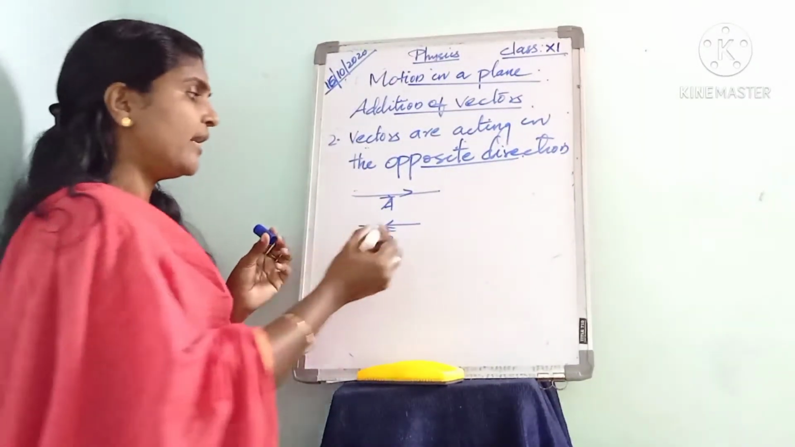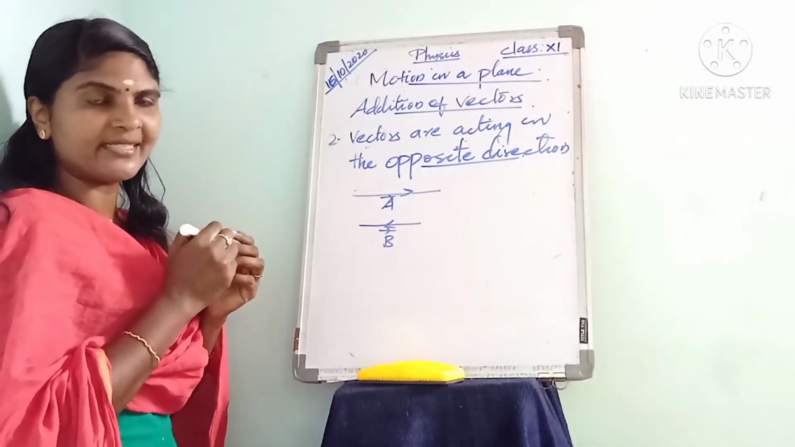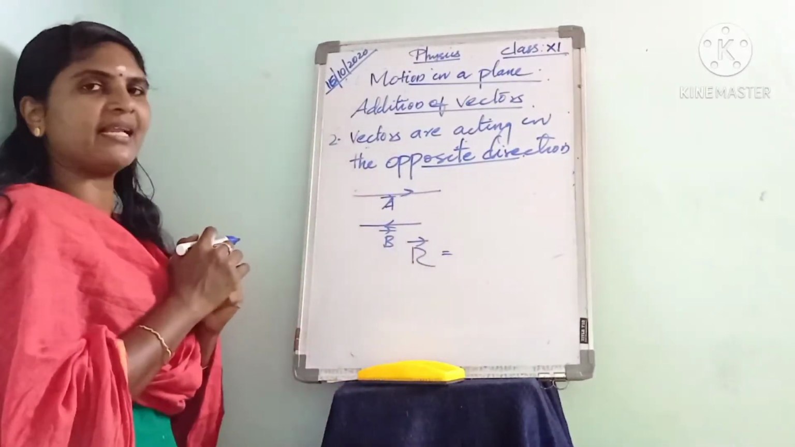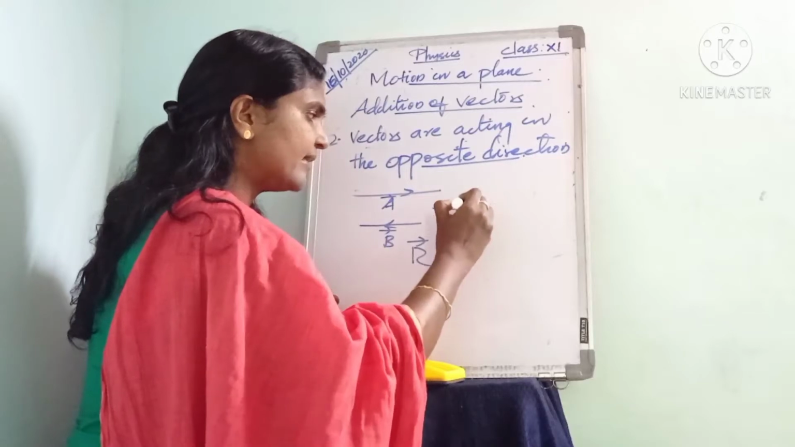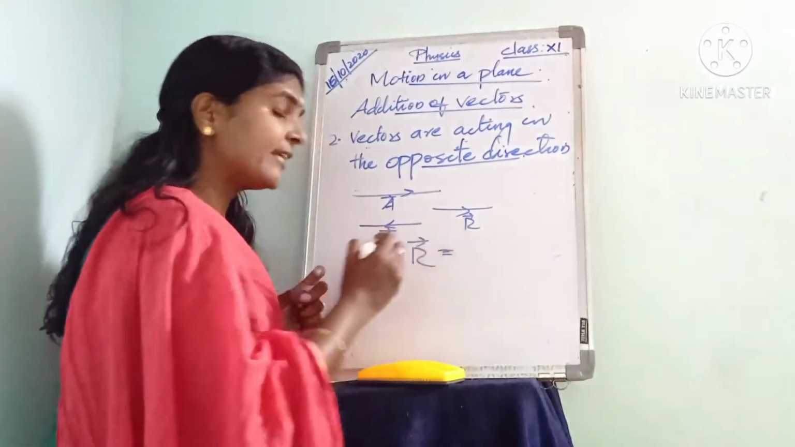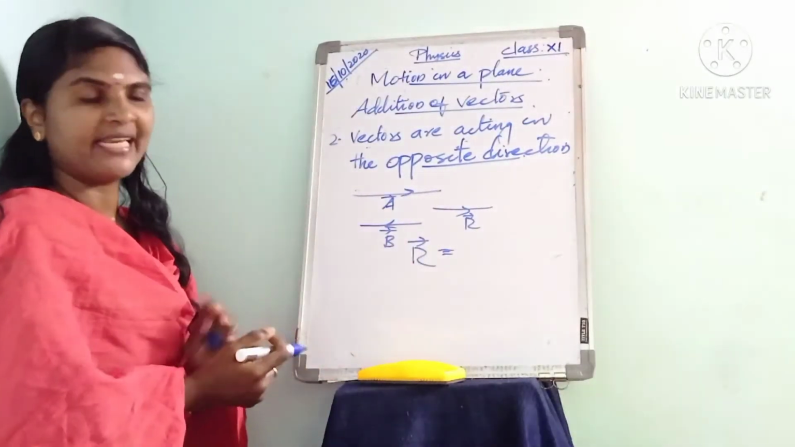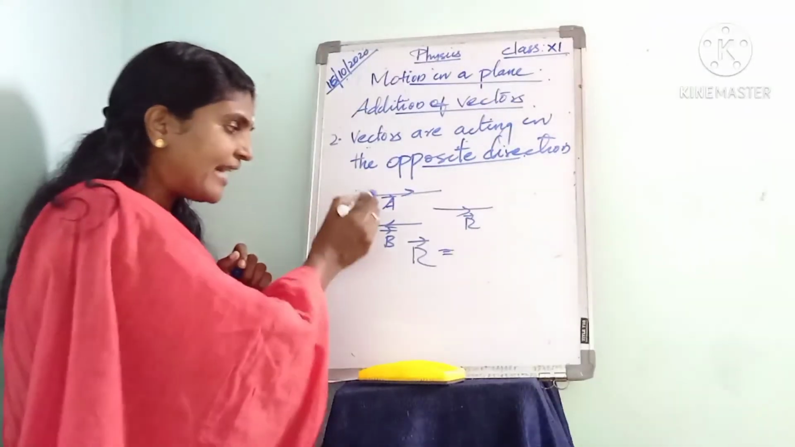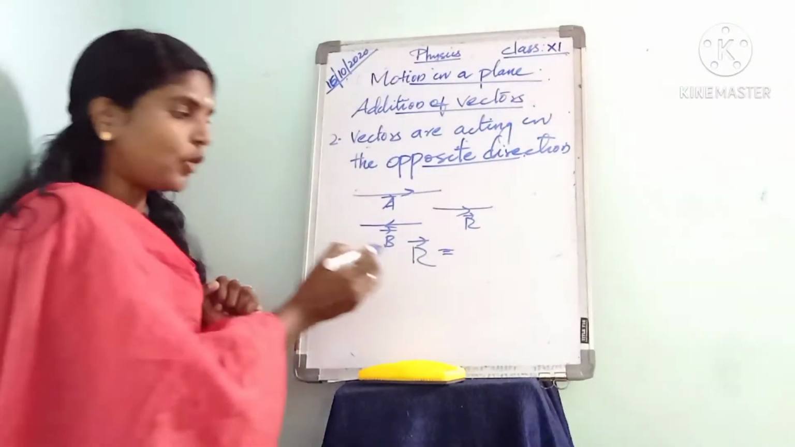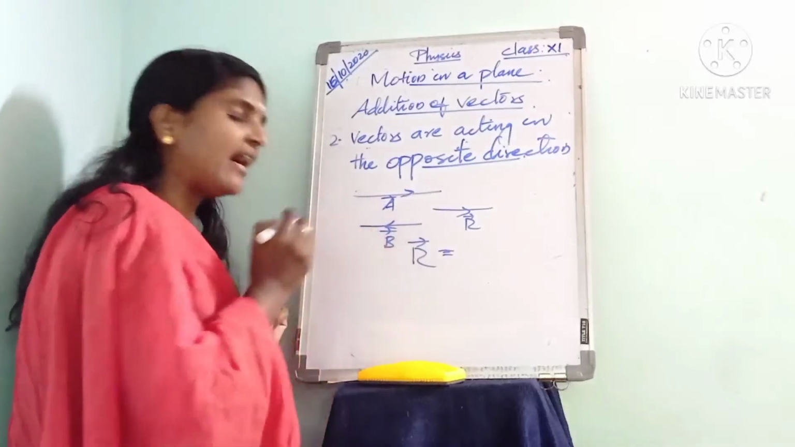By adding these two vectors, we get a new vector called the resultant vector, which is represented as vector R. The resultant vector is obtained by taking the difference of the magnitudes of A and B. We have two vectors A and B, acting in opposite directions, so the resultant vector is obtained by taking the difference in their magnitudes.